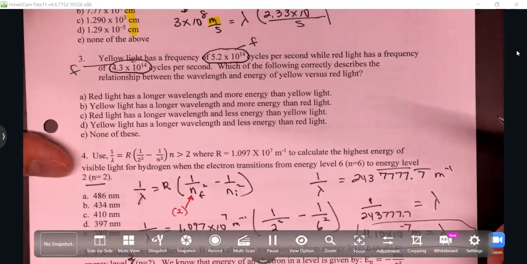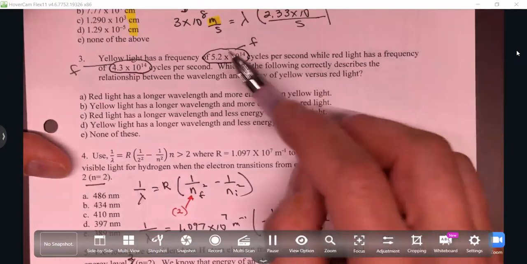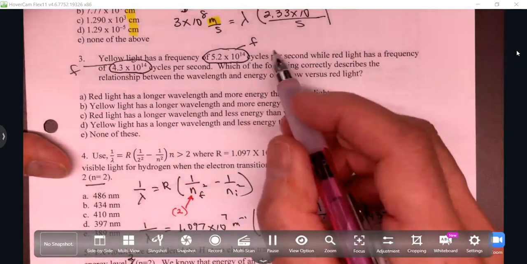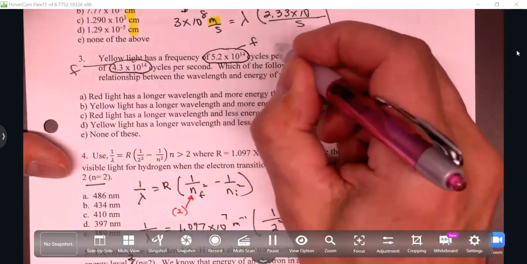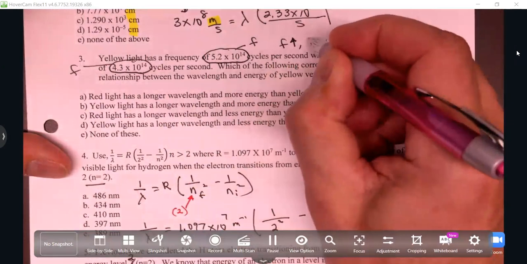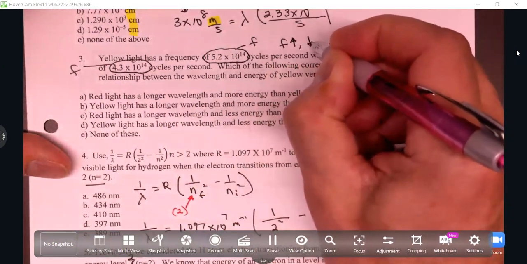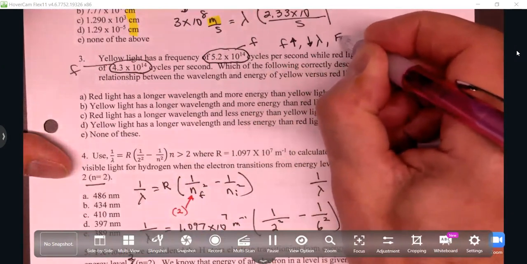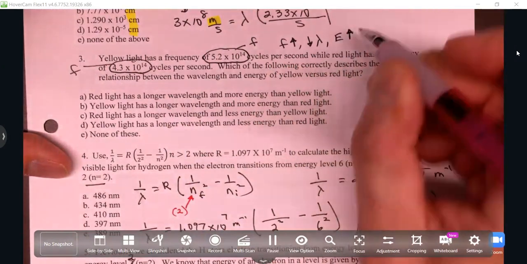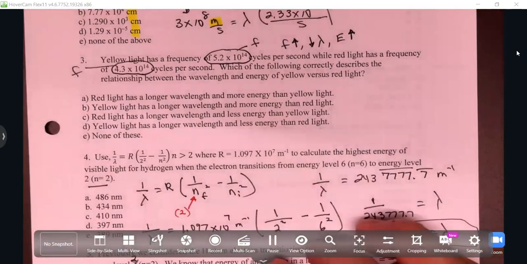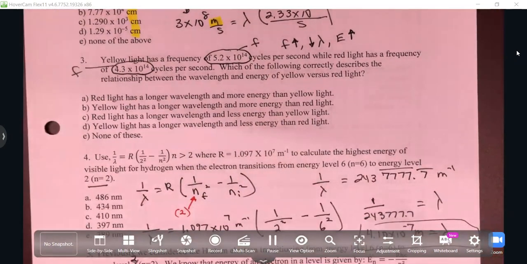Which one's got the highest frequency? This is a bigger frequency, right? Not by much. So this has a higher frequency. Therefore, it has a lower wavelength, and it has a higher energy, right? Because energy goes with frequency.